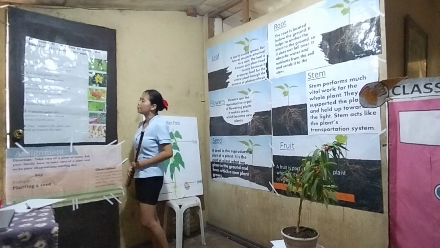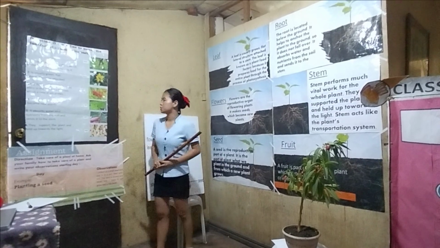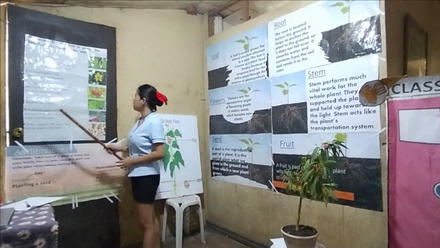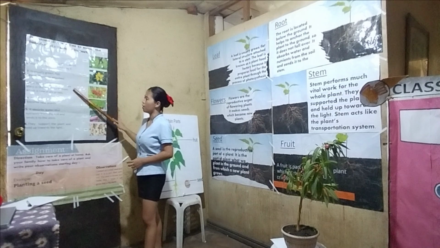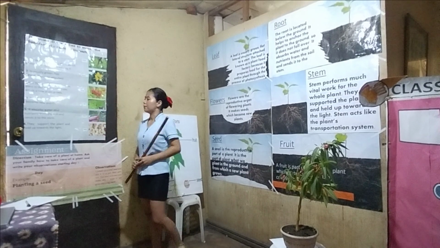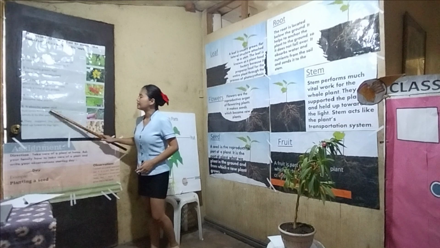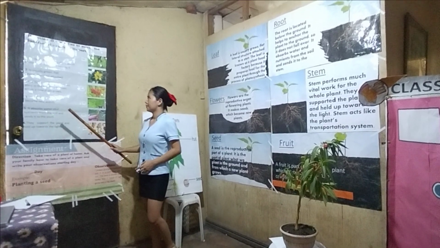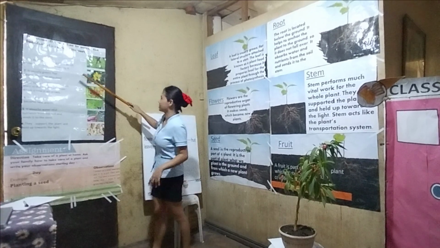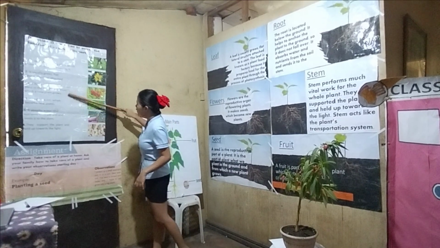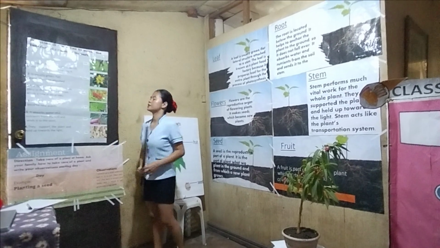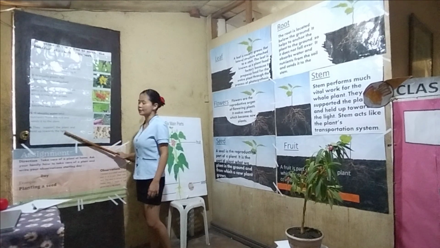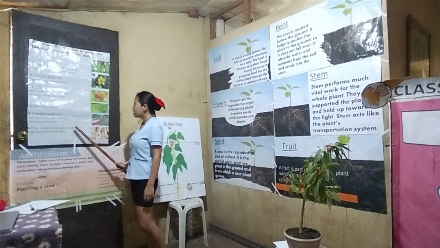So number 4, it makes seeds which become new plants. What is the answer? Yes, it's a flower. So you are going to draw a line here. So number 5. It absorbs water and nutrients from the soil and sends it to the stem. Very good. The answer is roots. So you're going to draw a line here. Okay, very good. So number 6. They support the plants and hold them up towards the light. The answer is the stem.